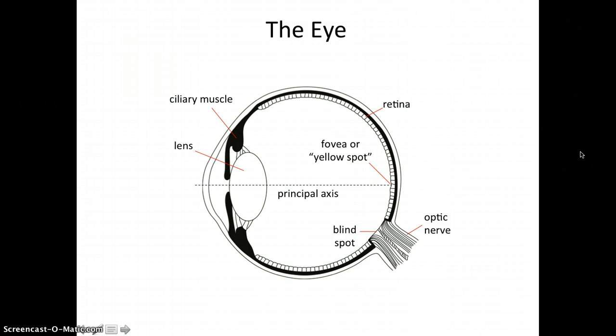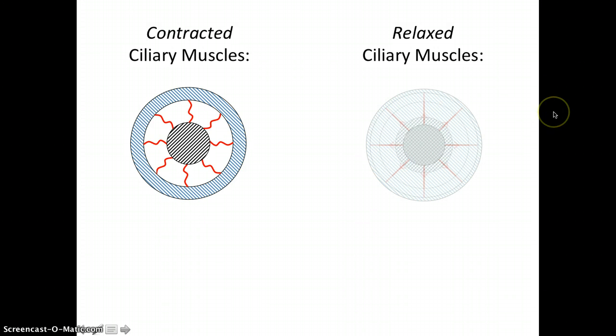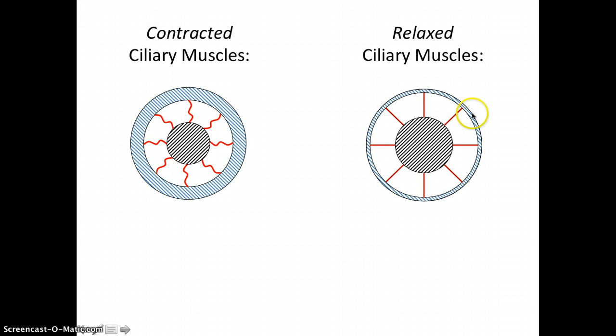and the ciliary muscle, along with the ciliary fibers, work to change the shape of the lens. The ciliary muscles can be contracted, in which case they expand and they're quite thick, or they can be relaxed, in which case they're pulled back and not very thick, kind of thin.